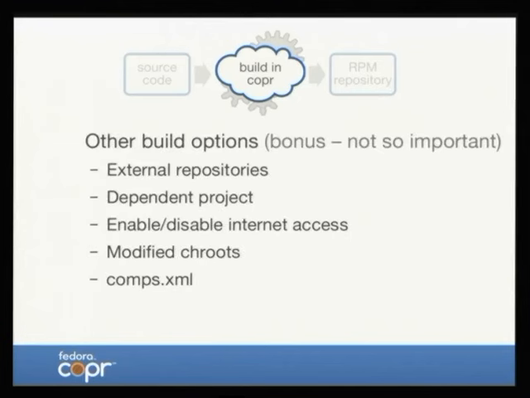And then, some other bonus things you can do in builds. You can use external repositories. You can use dependent projects if you require some packages from something else. Enable or disable internet access, and modify chroots. This might be important if you want to build software collections and use comps XML.